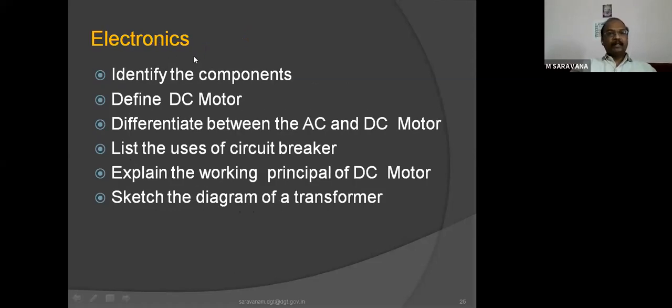And you see the electronics related trade: identify the components, define DC motor, differentiate between AC and DC motor, list the uses of circuit breaker, explain the working principle of DC motor, and sketch the diagram of the transformer or transistor, whatever it may be. You see the first words: identify, define, differentiate, list, explain, sketch. So these terms are measurable, achievable.